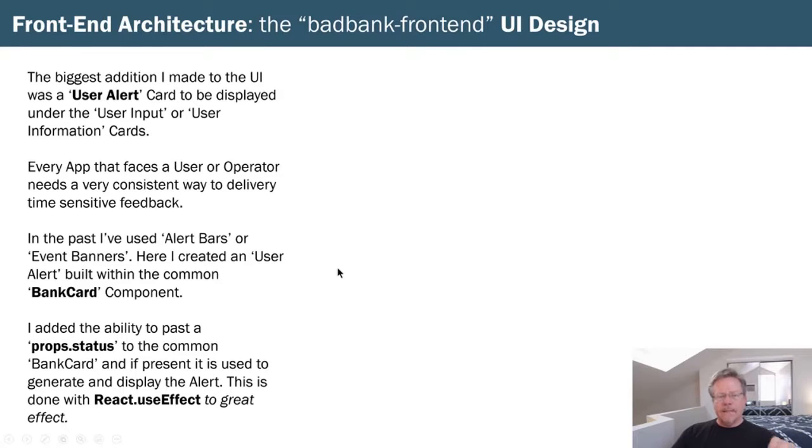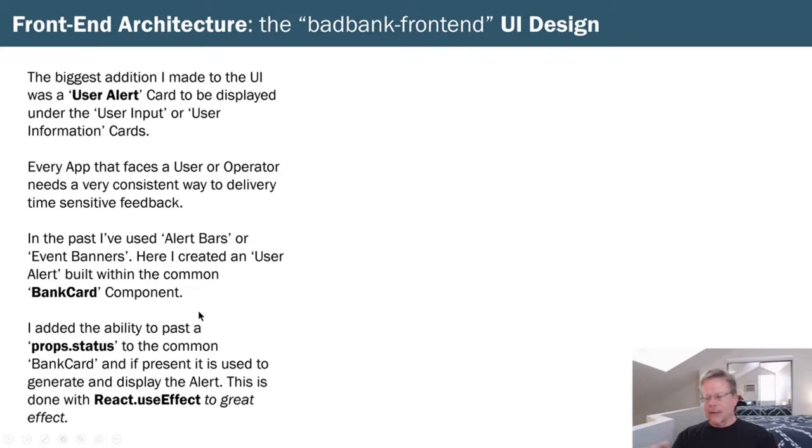In the UI design, I made a couple changes to some of the examples we were given. The first thing I did, or one of the bigger things I did to the UI, was I added what I call a user alert or a user alert card. In many of the applications I've done in the past, I've presented something like this to the user because every app needs a way to present time-sensitive feedback to the operator in a very consistent and easily understood way. In the past, I've done things like event banners along the bottom of the screens. We use that in a lot of the factories, but every app needs something like that.